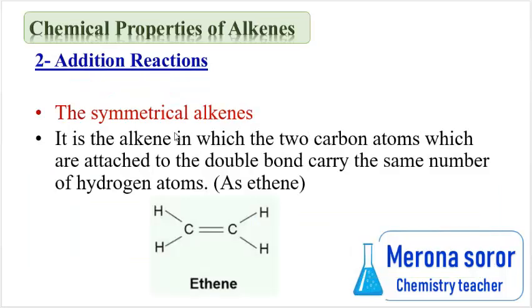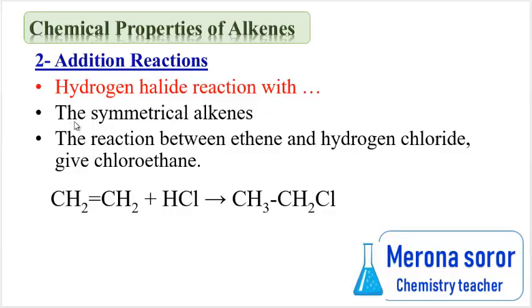The symmetrical alkene is the alkene in which the 2 carbon atoms attached to the double bond carry the same number of hydrogen atoms, such as ethene. Ethene contains 1 double bond between 2 carbon atoms, each one connected with 2 hydrogen atoms. Hydrogen halide reaction with the symmetrical alkene. The reaction between ethene and hydrogen chloride gives chloroethane. In this reaction, the double bond will break and hydrogen attaches to 1 carbon atom and chlorine attaches to the other carbon atom to form chloroethane.